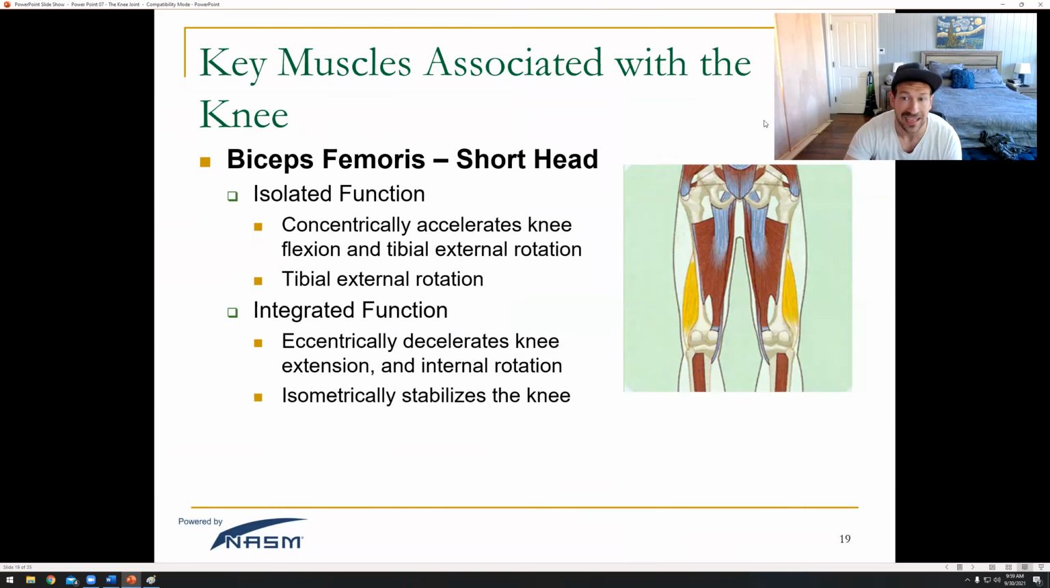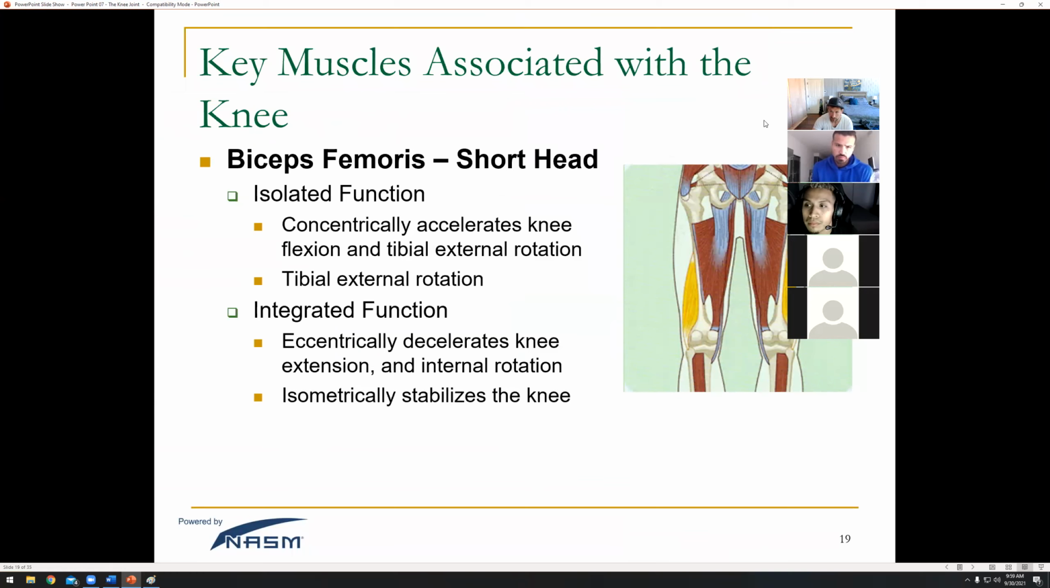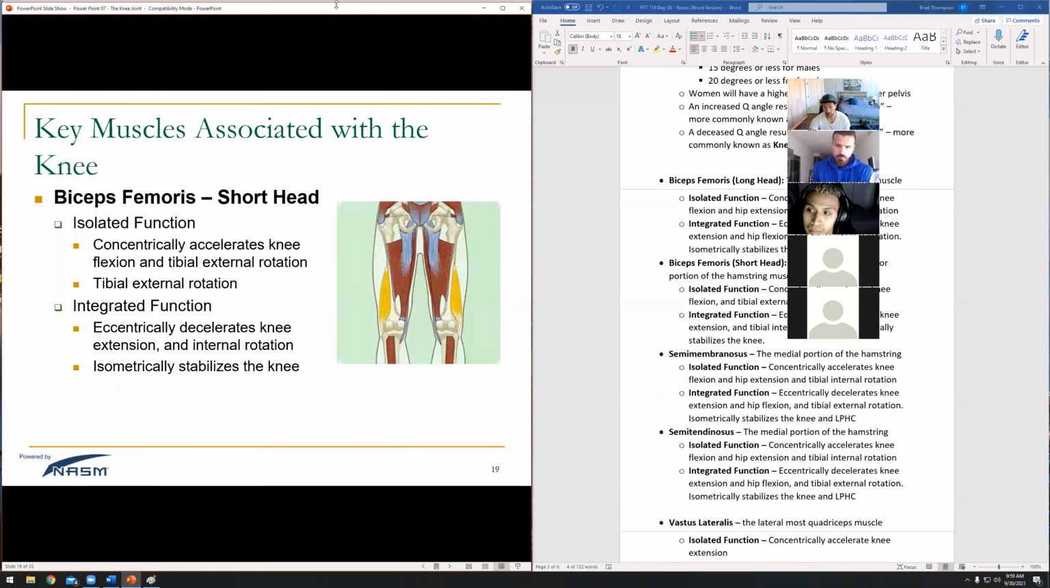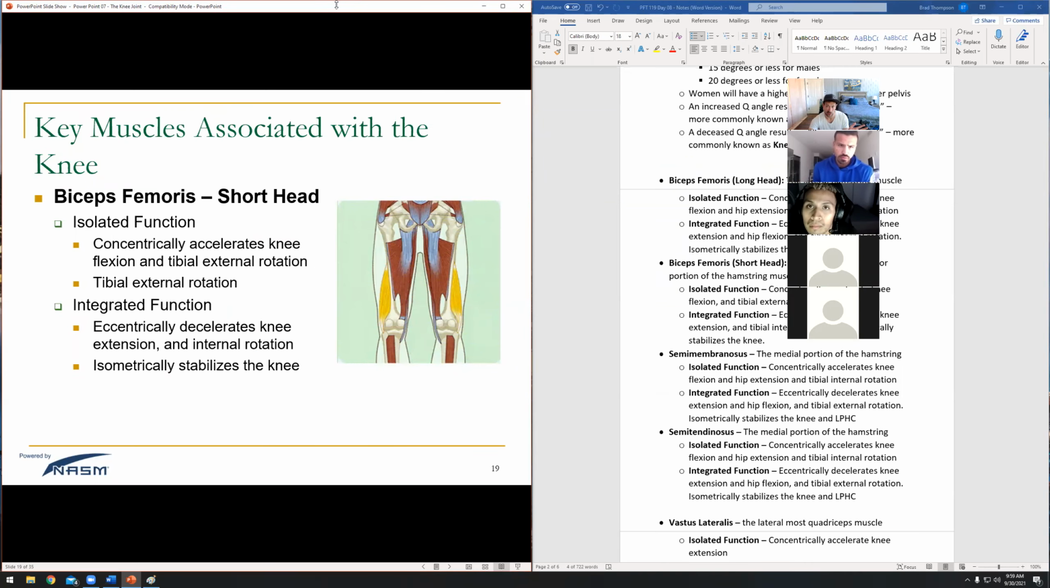So because of that, it can't affect your hip. It can only do knee stuff. So they both do knee flexion and they both do tibial external rotation, but the long head can assist with hip extension and the short head cannot.